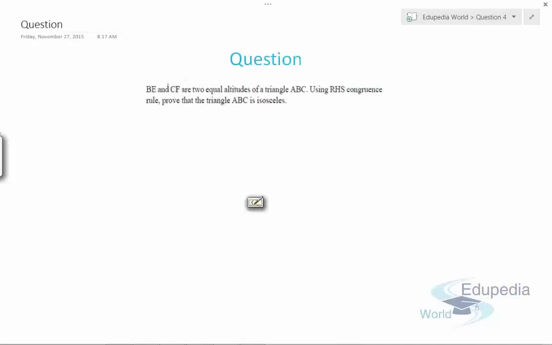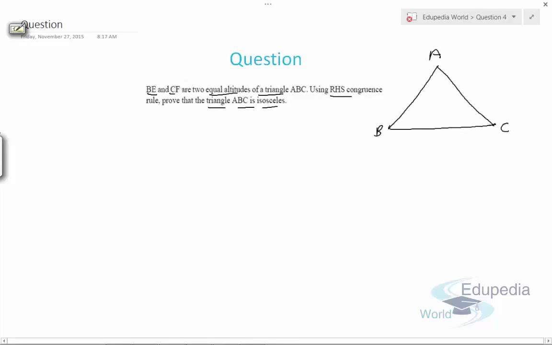It's a very important question also, so you need to watch this question very carefully. It's given BE and CF are the two equal altitudes of triangle ABC. We need to use the congruency RHS to prove that triangle ABC is an isosceles triangle. Let's first draw the diagram. We have triangle ABC, and we have altitude BE, and from C we have altitude CF. Let's say this is 90 and this is 90.